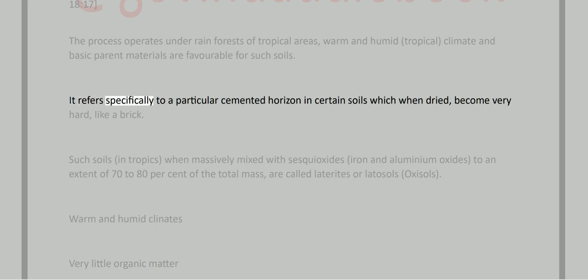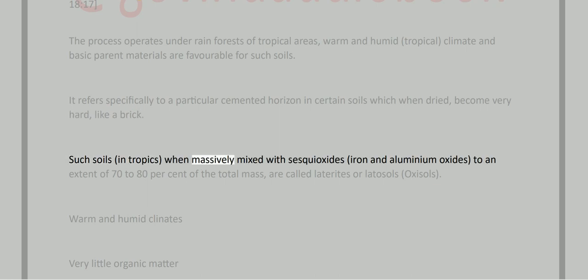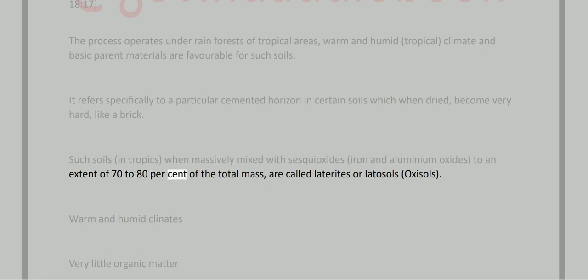It refers specifically to a particular cemented horizon in certain soils which, when dried, become very hard, like a brick. Such soils in the tropics, when massively mixed with sesquioxides, iron and aluminium oxides, to an extent of 70 to 80% of the total mass, are called laterites or latosols, oxisols.